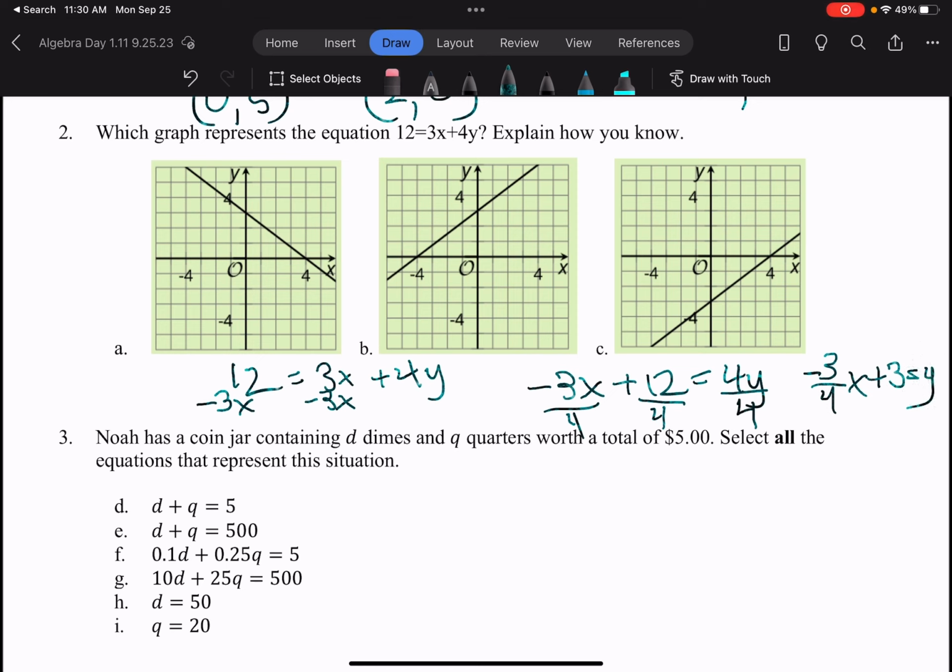So we know a couple of things here. First, we know that the slope is negative, and so that immediately eliminates B and C, and it can only be A. We can double check because we have a y-intercept of 3. 1, 2, 3. That is a y-intercept of 3, and it is going down 1, 2, 3, and over 1, 2, 3. Okay, so that checks out with this equation as A.